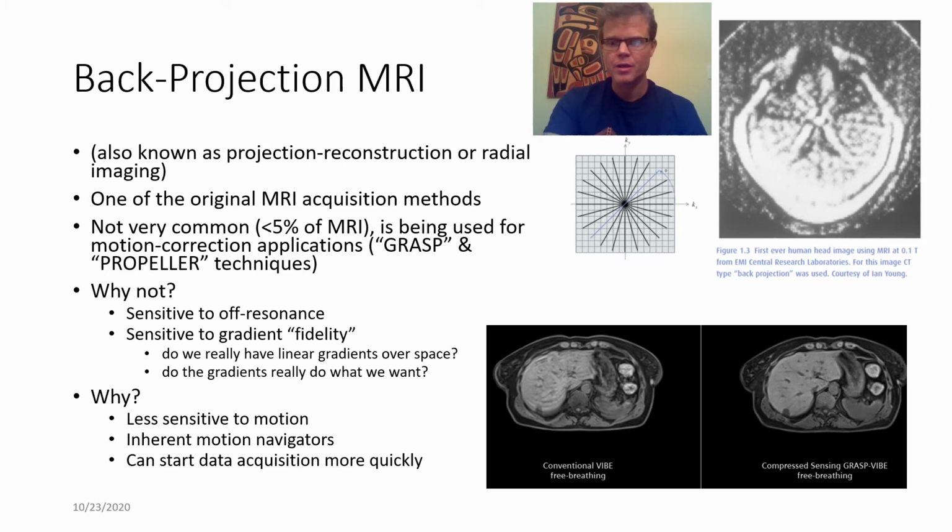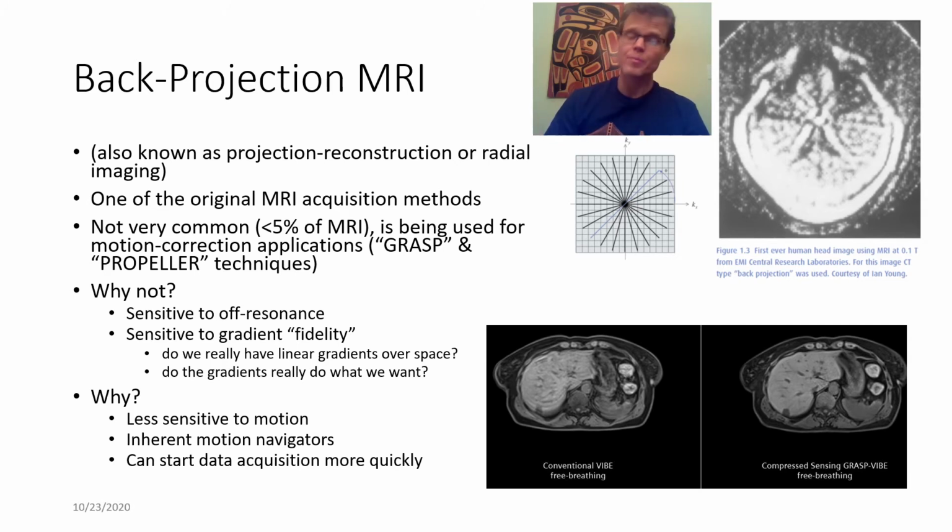So the image up here, the first ever human head image using MRI, and they did use a back projection type acquisition scheme. However, in modern MRI, it's actually not very common. It's quite a small fraction of MRI that's done, primarily used to solve some very specific problems, particularly motion correction. And you'll find these under the names of the grasp or the propeller techniques.